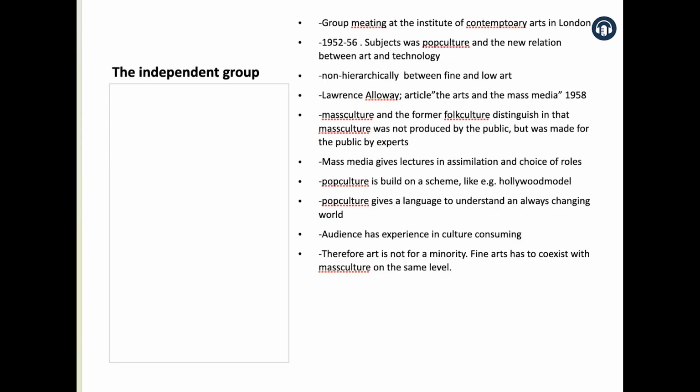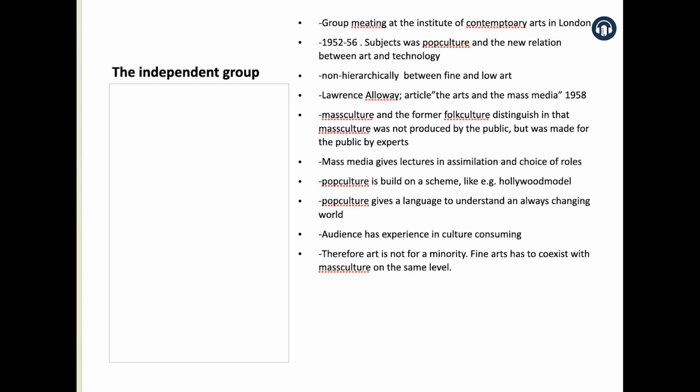And then we have the Independent Group, which was a group meeting at the Institute of Contemporary Art in London, 1952 to 56. The subject was pop culture and the new relation between art and technology, non-hierarchically between fine and low art. In Lawrence Alloway's article, The Arts and the Mass Media, from 1958, mass culture and folk culture were distinguished in that mass culture was not produced by the public, but was made for the public by experts.